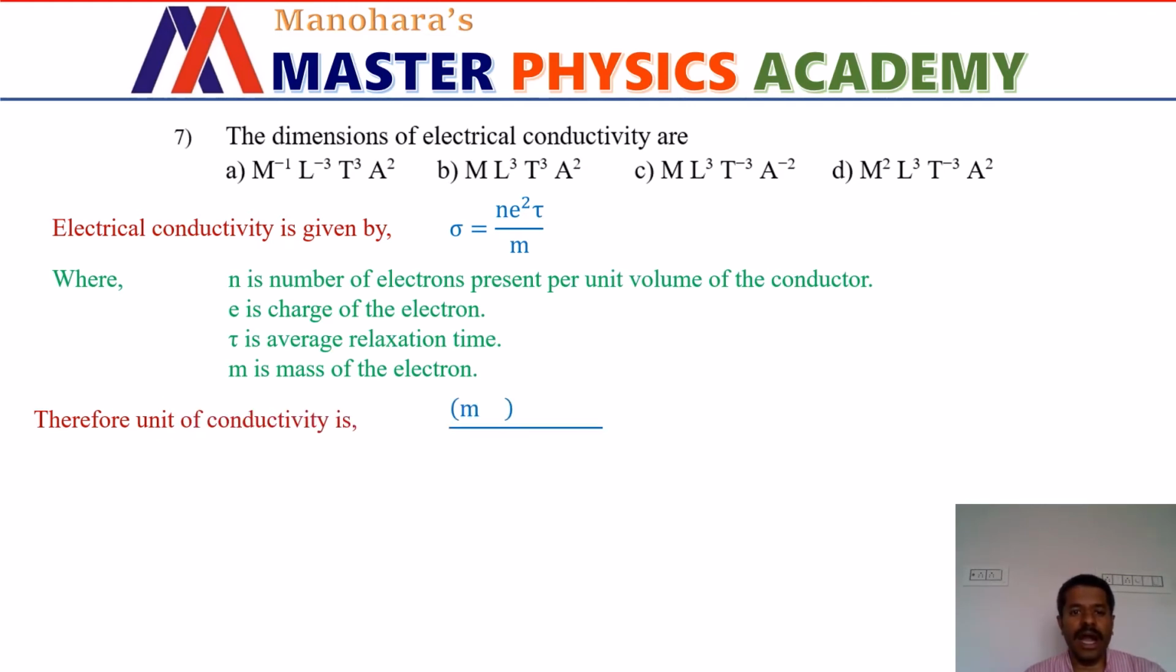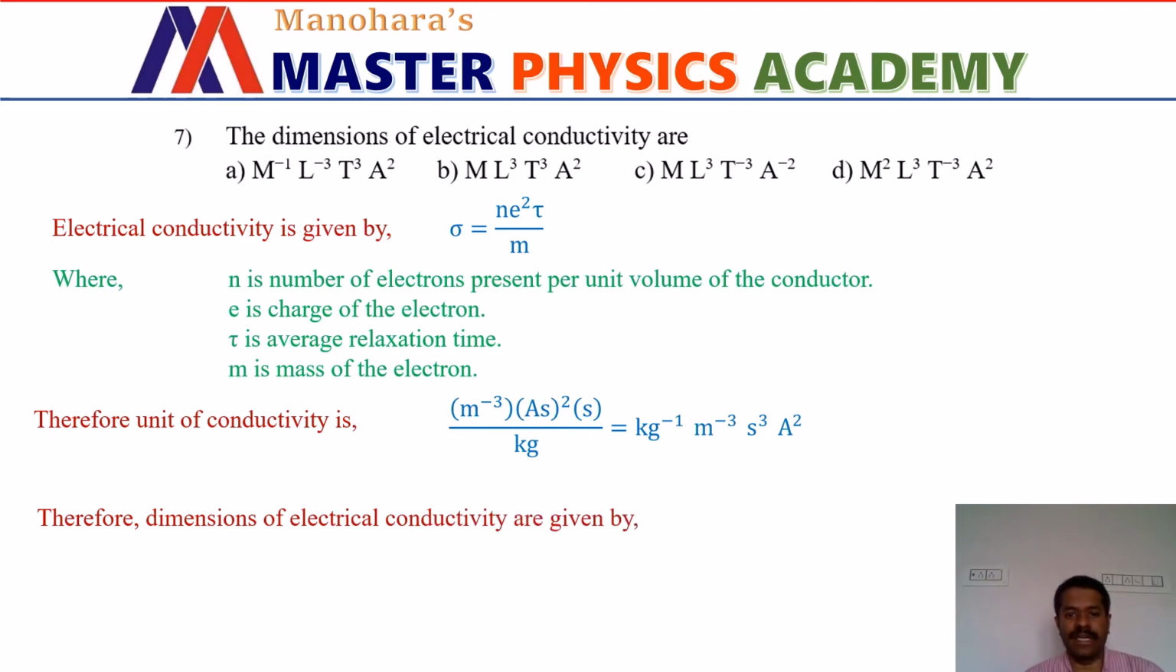Using this and simplifying, we get the unit of electrical conductivity in terms of basic physical quantities as per kg per meter cube second to the power 3 ampere to the power 2. Therefore, the dimensions of electrical conductivity are given by M to the power minus 1, L to the power minus 3, T to the power 3, A to the power 2. Option A is the right choice.